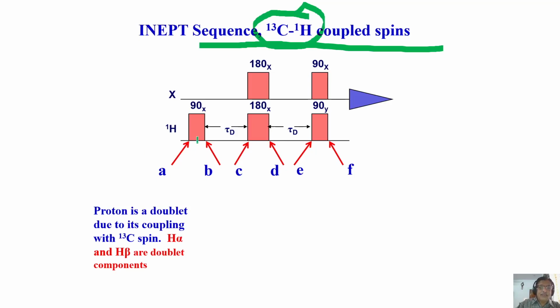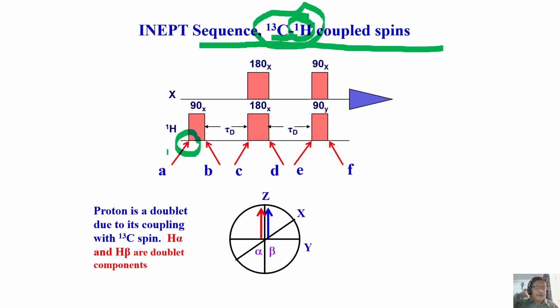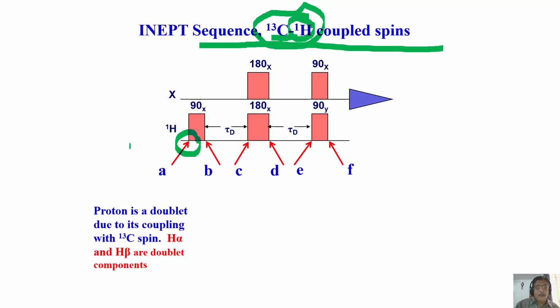Let us start with A. At the point A, what is happening to the proton magnetization? Remember, the proton is coupled to carbon, so it is a doublet. There are two components, alpha and beta. Both alpha and beta components are aligned along the z-axis. They are in thermal equilibrium. There is no difference at all. Just thermal equilibrium, with magnetization split into a doublet because of carbon-13. Two components, alpha and beta. Apply a 90-degree pulse. After this is the situation at A.